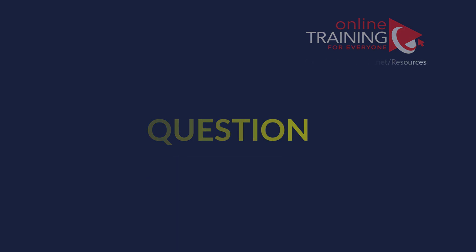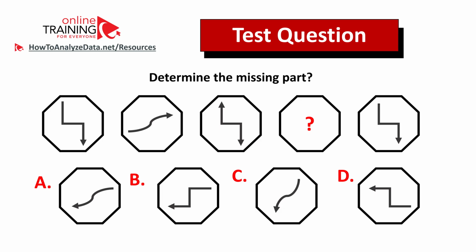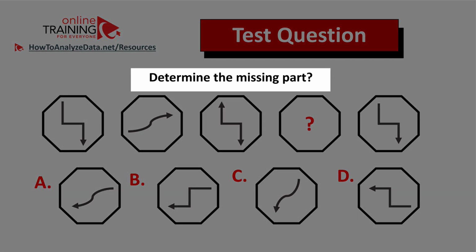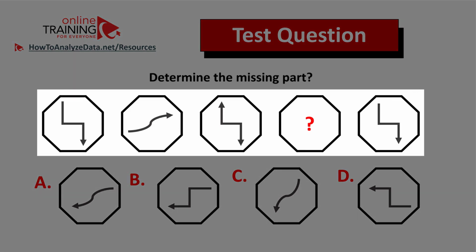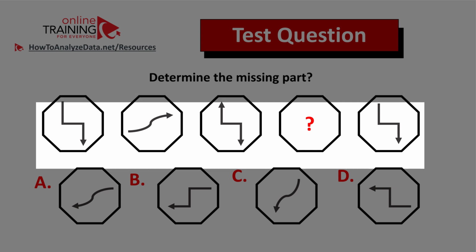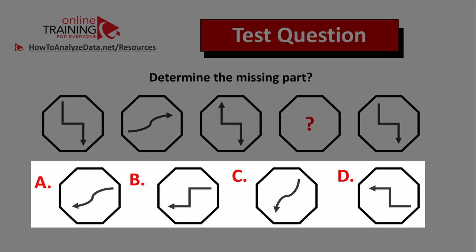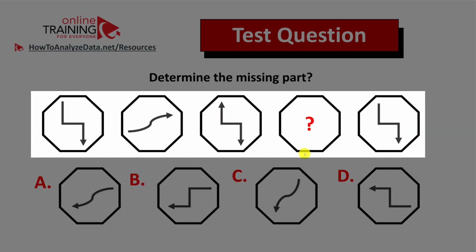Let's look at an interesting question you might frequently see on the test. Determine the missing part. You're presented with 5 hexagons that contain different types of arrows inside, and one arrow is missing. And you have 4 different choices presented at the bottom of the screen. Choice A, B, C, and D. Do you see the right fit for the missing part on the top?